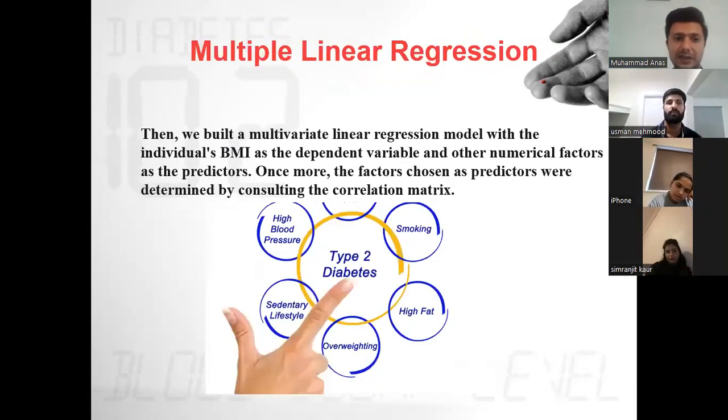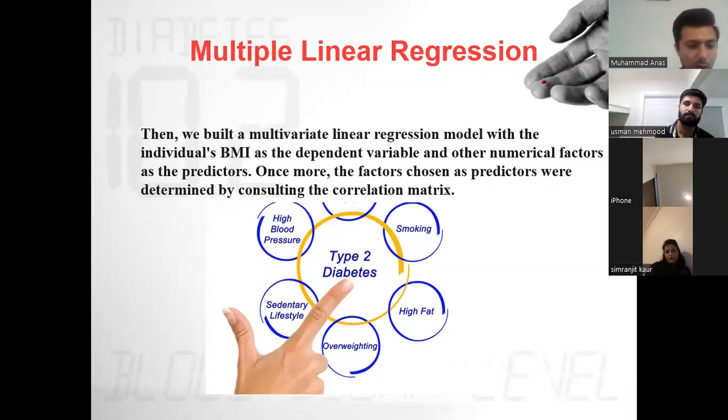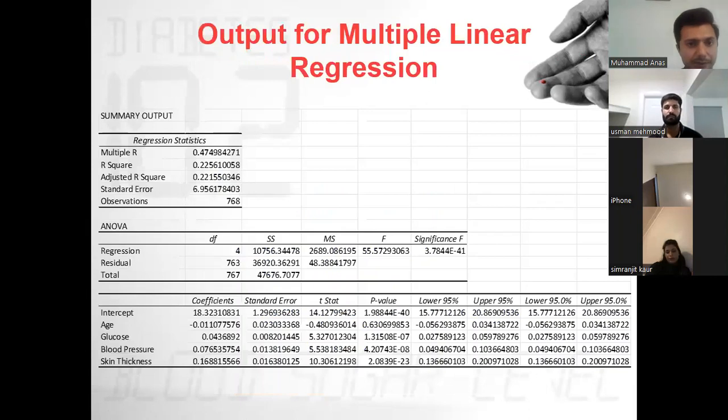Now here we will be testing and discussing the multiple linear regression. We built a multivariable linear regression model with the individual's BMI as the dependent variable, and the other numerical factors are the predictors. Once more, the factors chosen as predictors were determined by consulting the correlation matrix. The regression model findings are as follows in the upcoming slide.